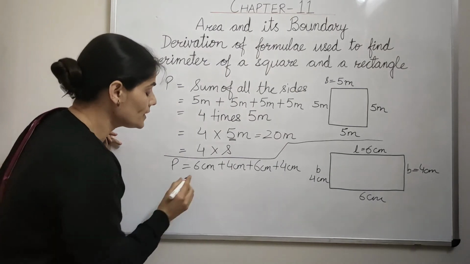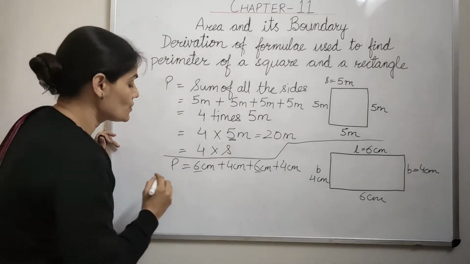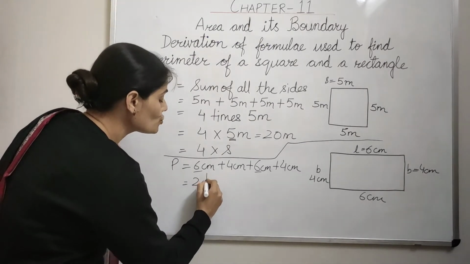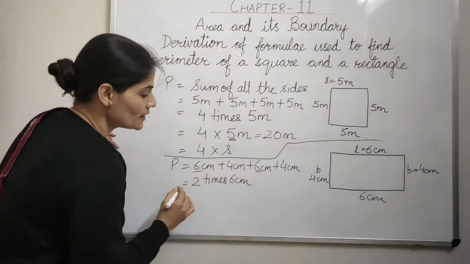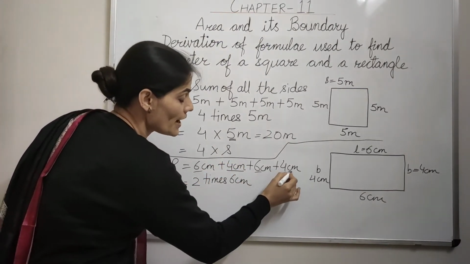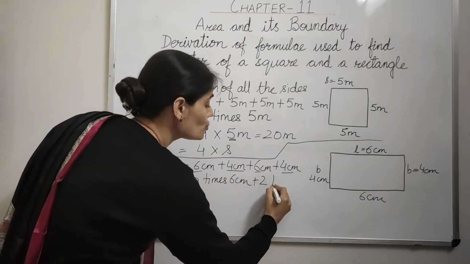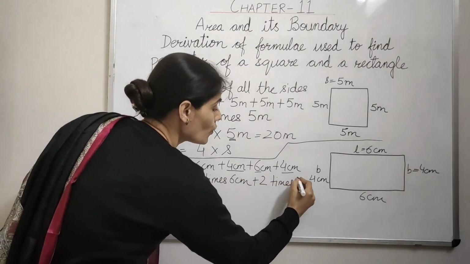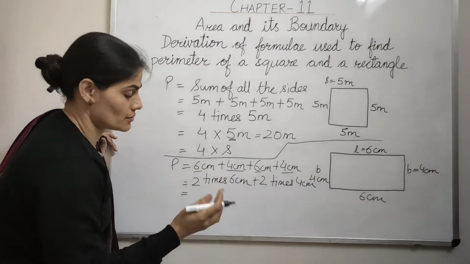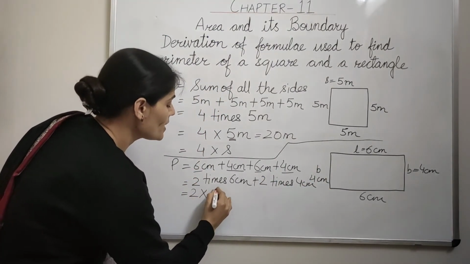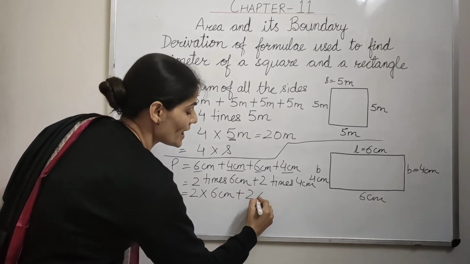And what do we see? 2 times I am adding 6. So can I write 2 times 6 centimeter? And 2 times I am adding 4 centimeters. So can I write 2 times 4 centimeter? And times means what? Multiply. 2 multiplied by 6 centimeter plus 2 multiplied by 4 centimeter.